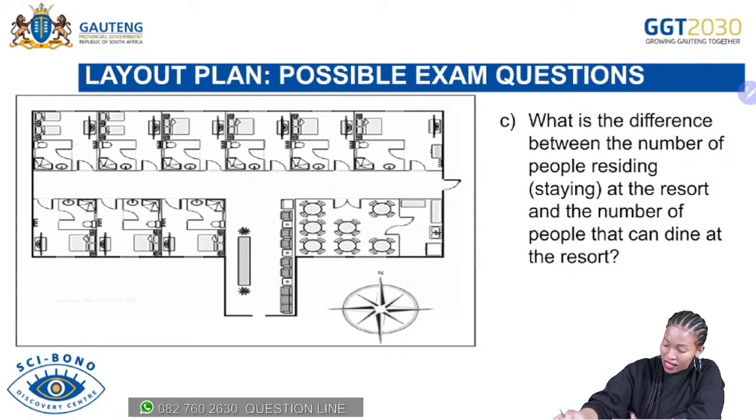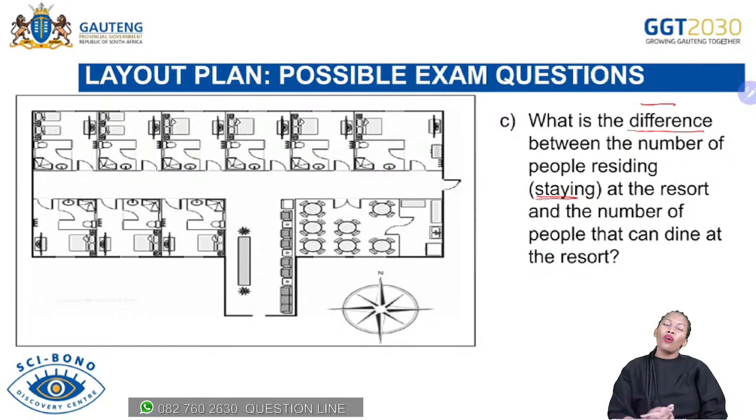What is the difference between the people staying at the resort and the number of people that can dine at the resort? Guys, in Maths Lit, when they ask you what is the difference, they want you to subtract. They don't want you to explain. Some of you will explain that those ones that are staying are sleeping there, and those ones that are dining are just there to eat. No, we don't want that. When you see the word difference in Maths Lit, it means they want you to do what?